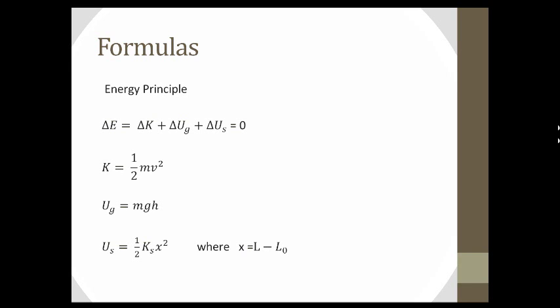Here we see that K, or kinetic energy, is equal to 1/2 mass times velocity squared. Gravitational potential energy is equal to mgh, or mass times gravity times height. And spring potential is equal to 1/2 ks x squared, where x is equal to the length of the spring minus the relaxed length, and ks is the spring constant.